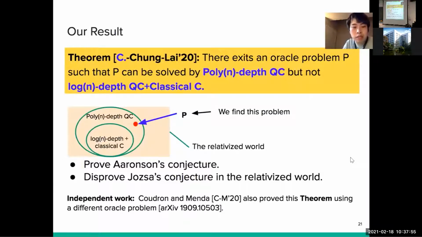I also want to mention that there's an independent work by Coudron and Menda. They also prove this theorem using a different oracle problem, and their work is also accepted by STOC 2020.